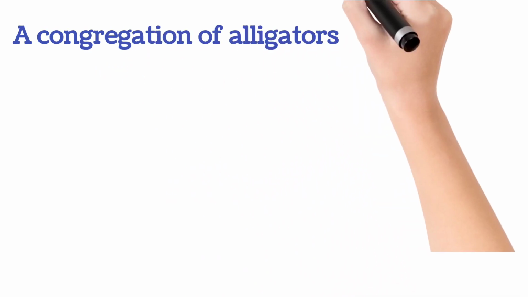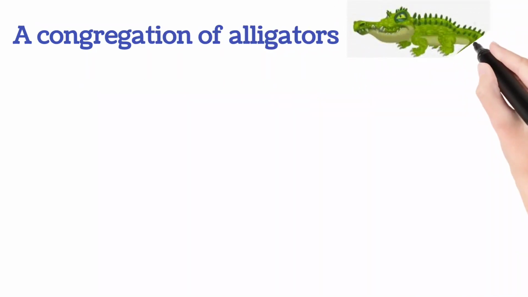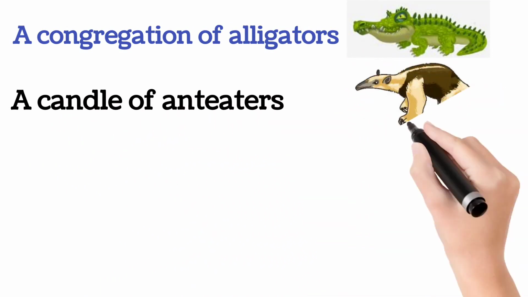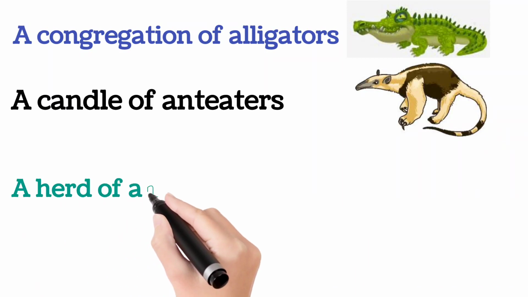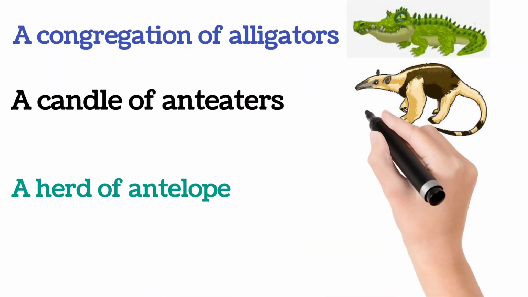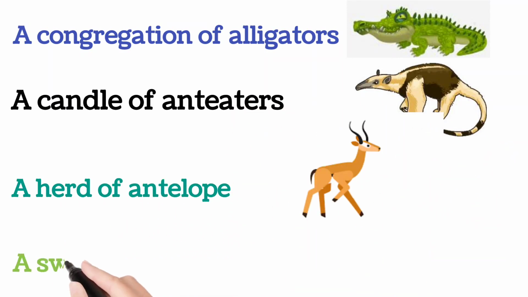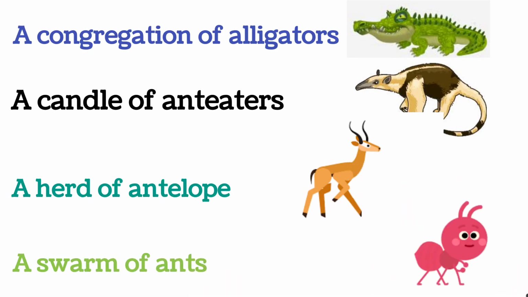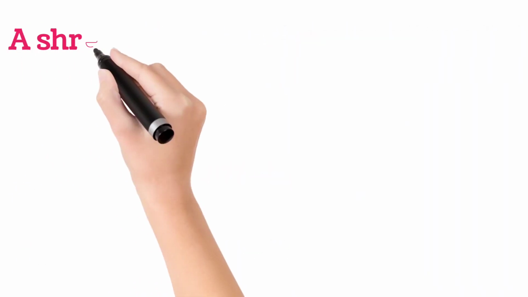A congregation of alligators. A candle of anteater. A herd of antelope. A swarm of ants. Here the congregation, candle, herd, swarm are the collective nouns.